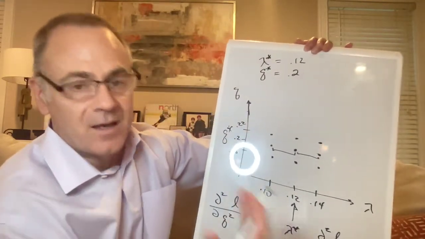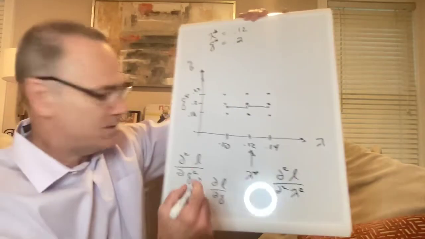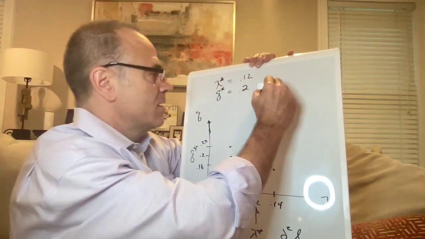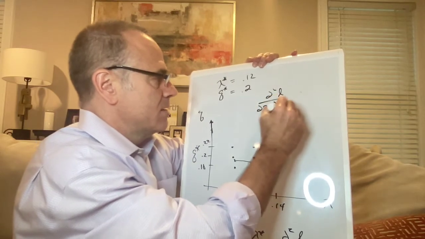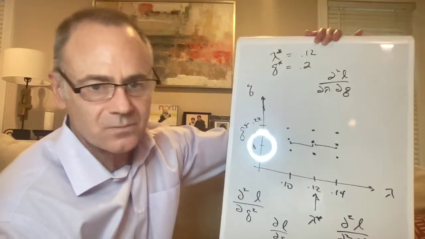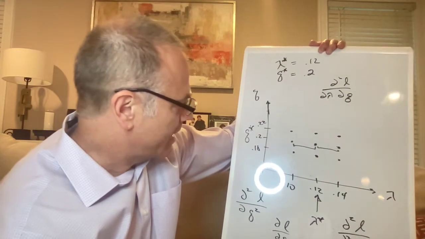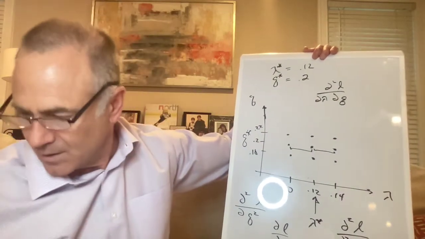Now, the final one, you need to get d squared L d lambda dq. There are various ways to do that. Let's see.